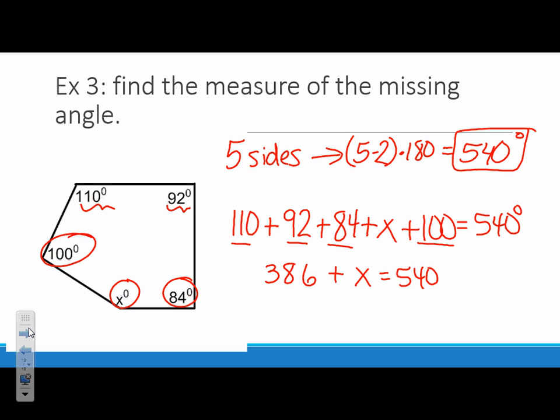And then I know what I got to do. I got to subtract that 386. So I take 540 minus 386, and I end up with x equals 154 missing degrees. Okay, 154 degrees for that missing angle right there. So you need to know the total before you know how you can solve for x.